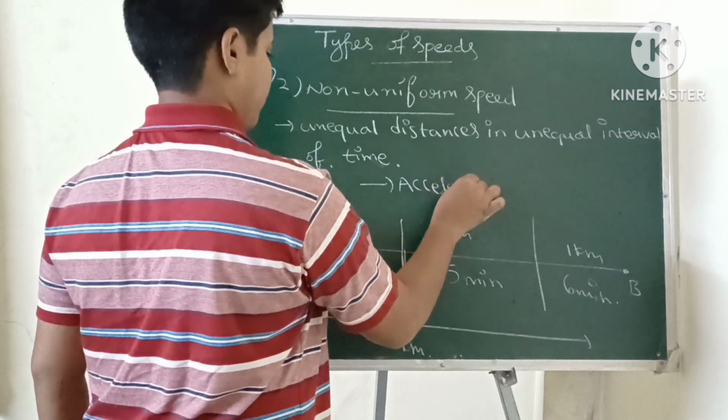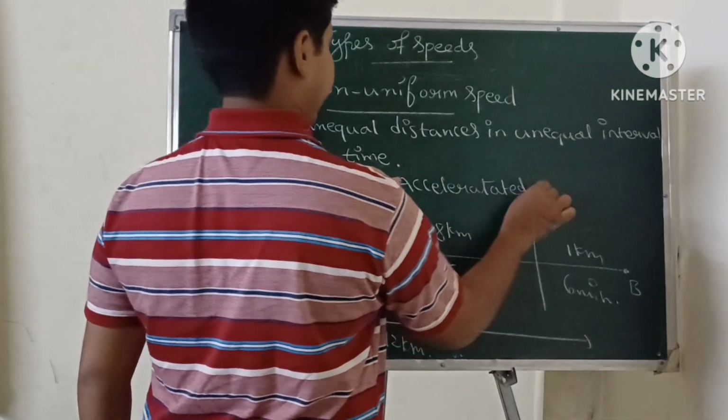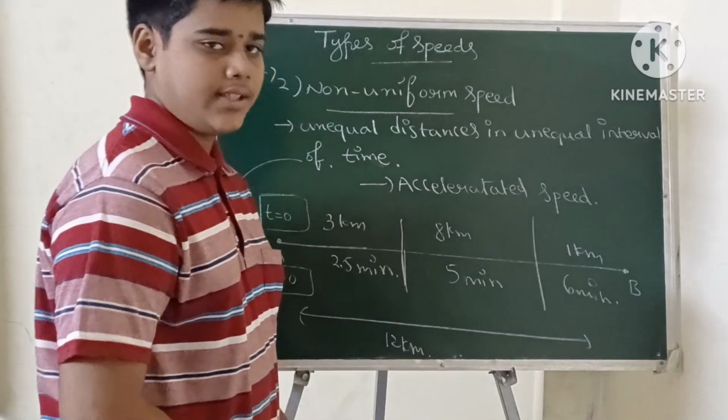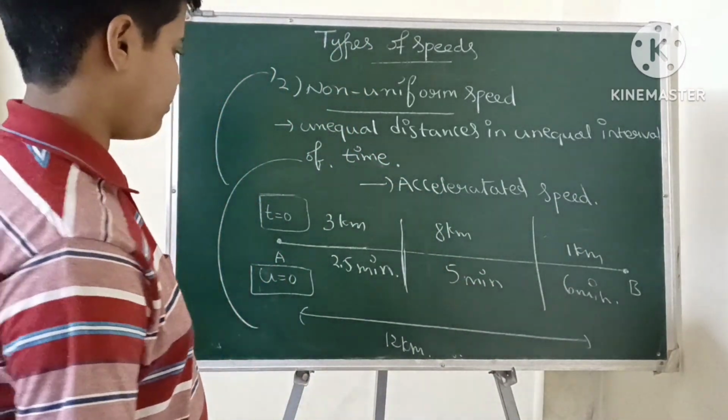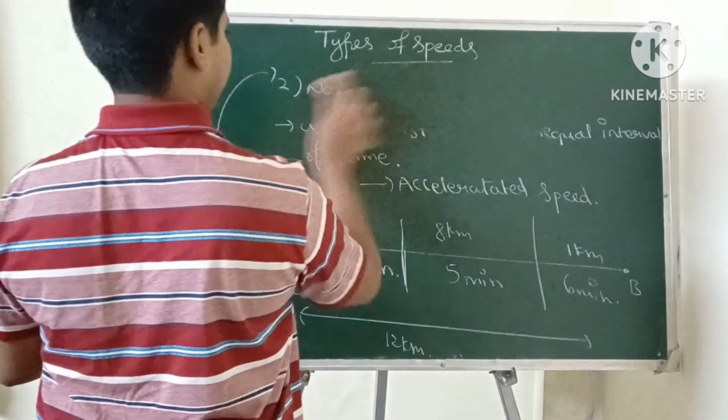Okay. So this non-uniform speed is also known as accelerated speed. Okay. So this is non-uniform motion or speed.